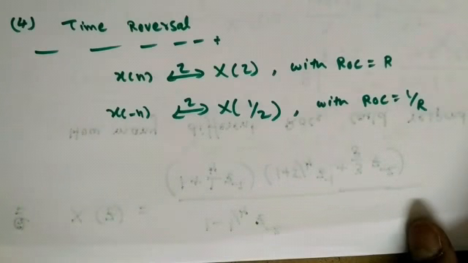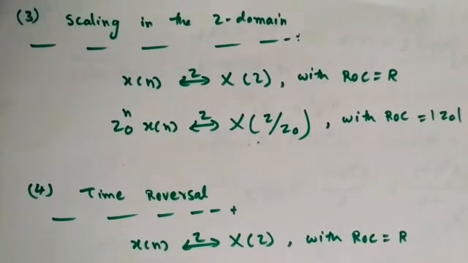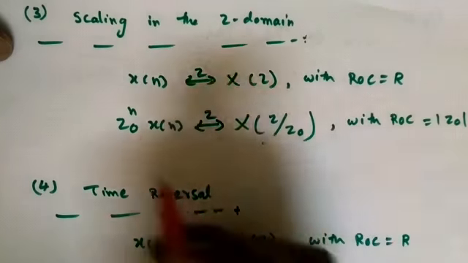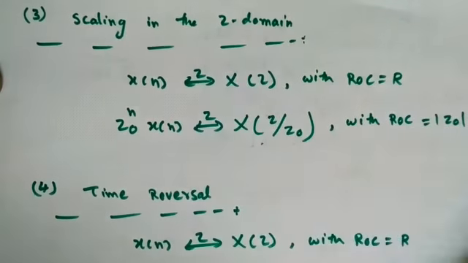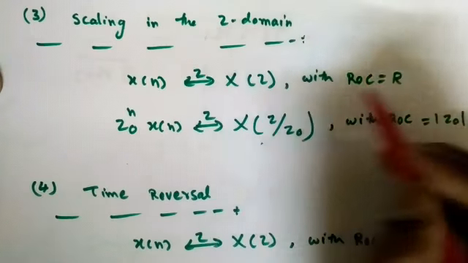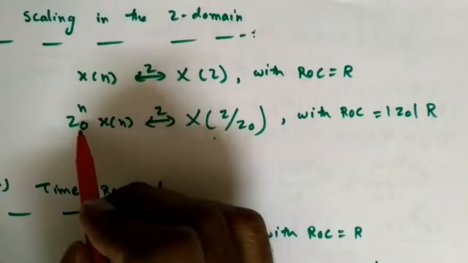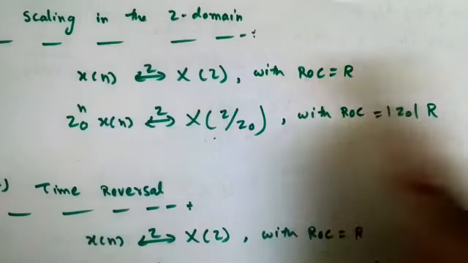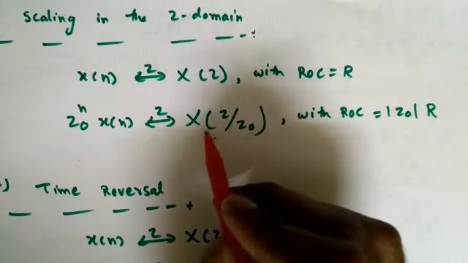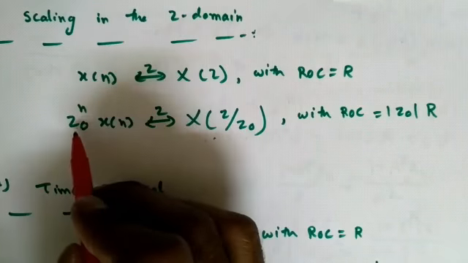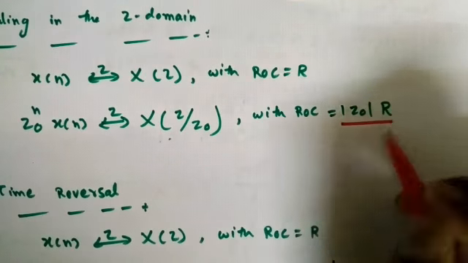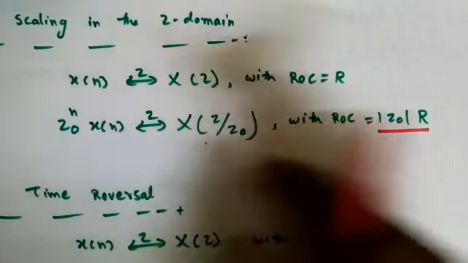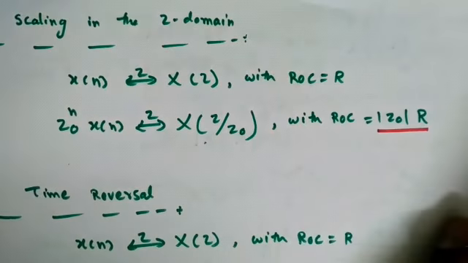The next property is scaling in the z domain. It looks like e power s t into x of n. Here x of n has Z transform x of z with ROC R. If we multiply with z naught power n in the time domain, then in the z domain it will be x of z by z naught. If it is a power n, we will get z by a, or b power n gives z by b. And what is the ROC? The ROC is mod z naught into R. Whatever we multiply here will be multiplied in the ROC also.